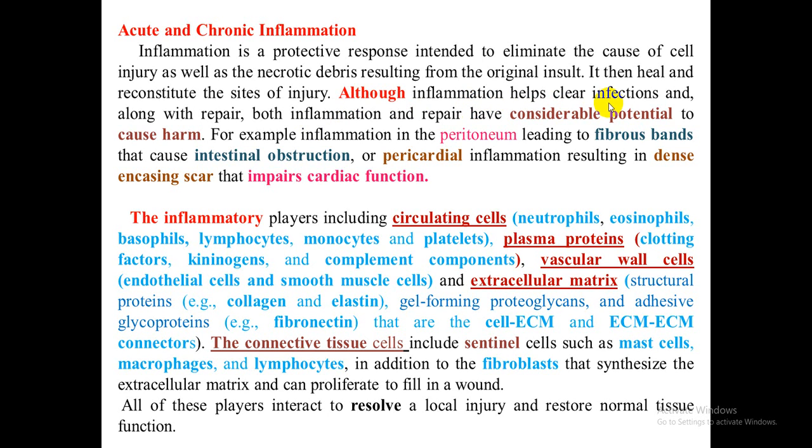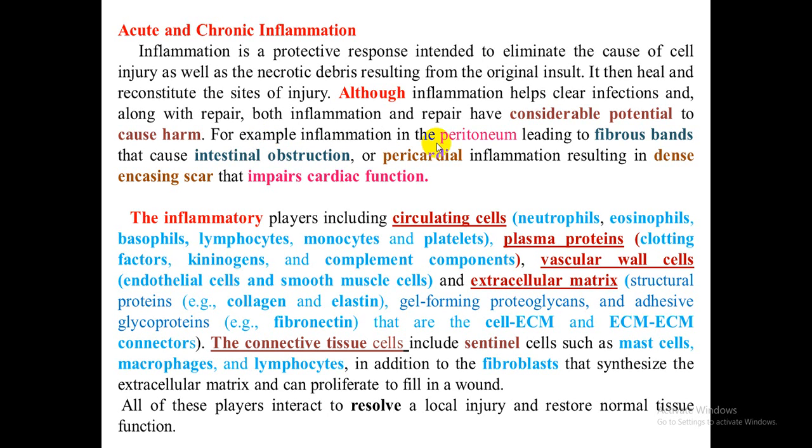Although inflammation helps clear infectious agents, and along with repair, both inflammation and repair have considerable potential to cause harm to the affected tissue or to other tissue. The inflammatory process in association with the repairing process may induce harmful damage, even though they help in clearing the infectious agent or other causative agent and repairing the affected site. On the other hand, they may cause damage to other healthy tissue.